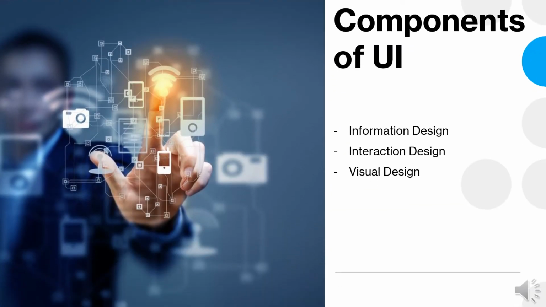There are three components that make up the user interface, and these are the information design, which is basically how you group or categorize your information or your content. There's the interaction design, which is basically how you interact with the system that's been provided for you. Do you swipe? Do you type? Do you scroll and things like that? And we also have the visual design, which is basically the look and feel of the entire system.